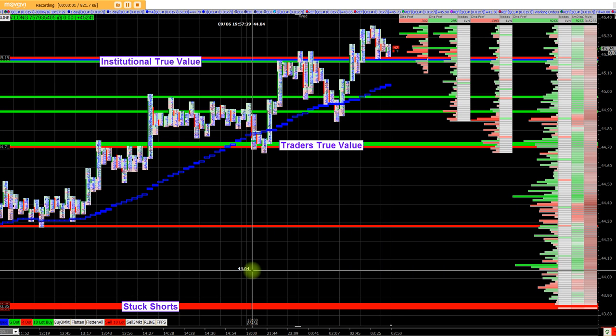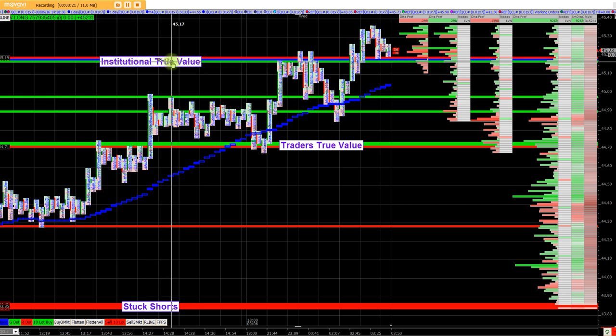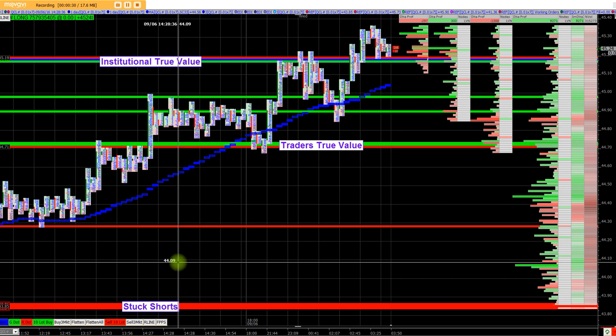All right, guys, let's quickly run over the basics of footprint chart using the delta profile, using the filtering of the orders on the footprint itself, and to give you an idea of how I come up with this institutional true value area up here. I've got a trader true value down here, and I've got a bunch of stuck shorts down here. And what exactly it means to you when you're looking at it.